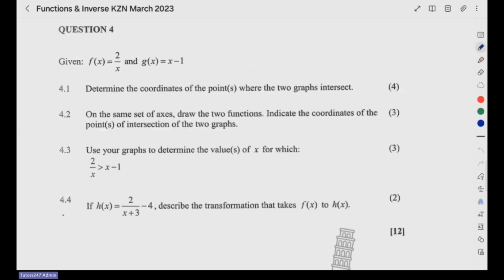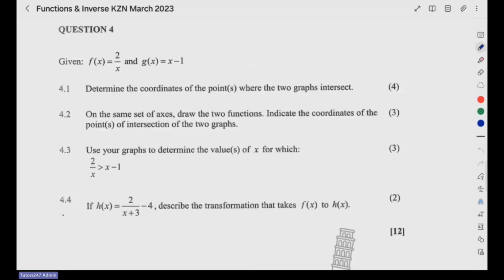Welcome to today's video. The first question that we will be looking at is question 4 from a March KZN 2023 exam paper. So we have question 4 that states, given f of x is equal to 2 over x and g of x is equal to x minus 1. So before we have a look at the questions, let's actually analyze the functions that we have been given.